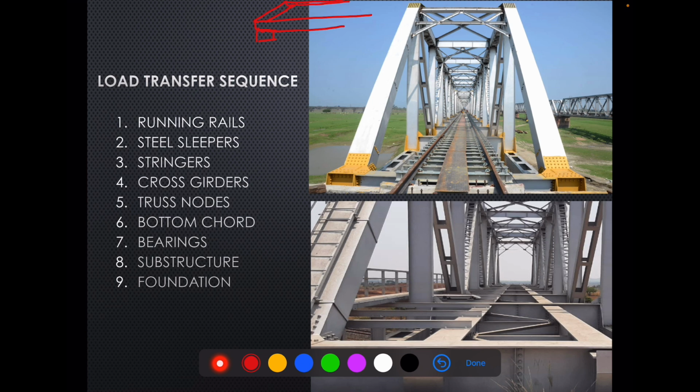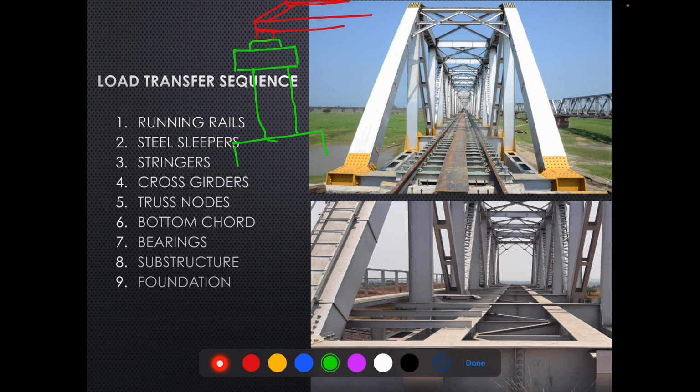These bearings are again resting over some pedestal, and this pedestal is part of a pier cap, and this pier cap is a part of the pier. Then it is transferring the load to the foundation. If it is a pile foundation, it's like this. So the load transfer takes place, and from the bearing, the load gets transferred to the substructure, and from the substructure to the foundation.